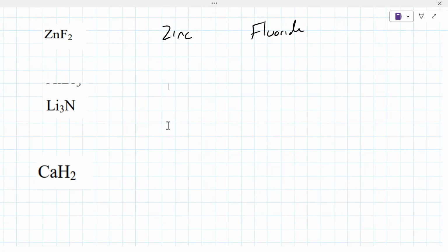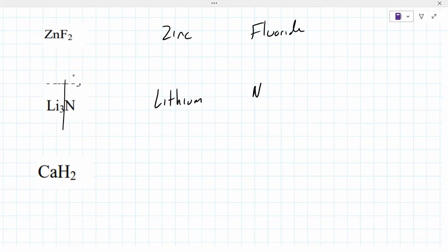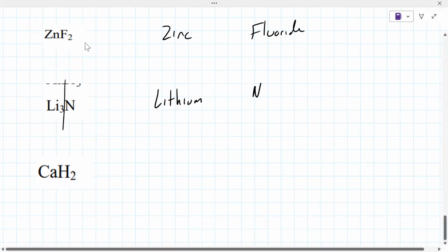Lithium and then nitrate. No, nitrogen? Is there anything after it? So this is where there's two elements, right? So what's the rule for the second one? Like what did you do here in the first one? Like add the IDE. Yeah. This would be nitride. Okay.